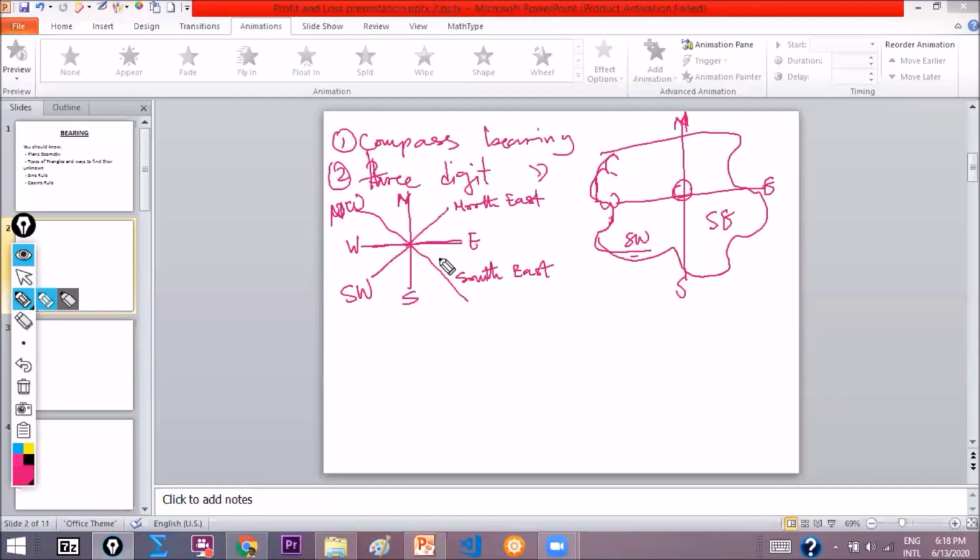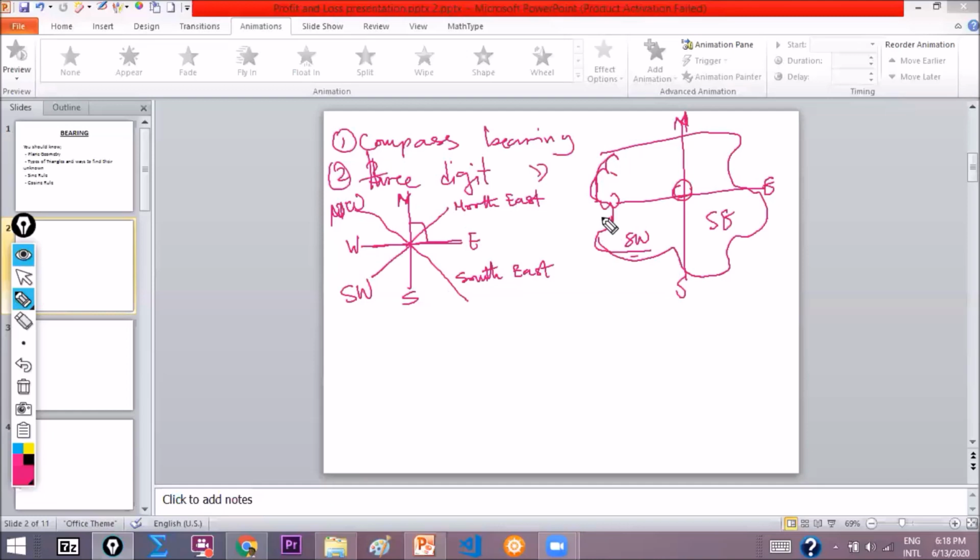So for the compass bearing, you can only go from 0 to 90 degrees. For the 3-digit bearing, you can go all around from 0 to 360 degrees. Most times in your bearing problems, I think it's mostly the 3-digit bearing that's being used. But compass bearing is used for maps of a country, or when you're on the sea, your map.